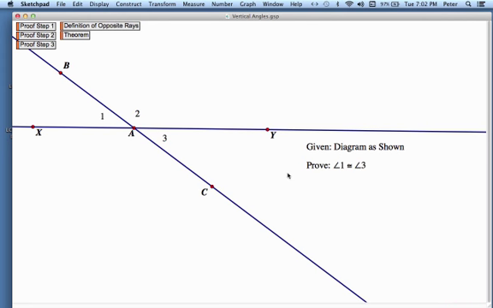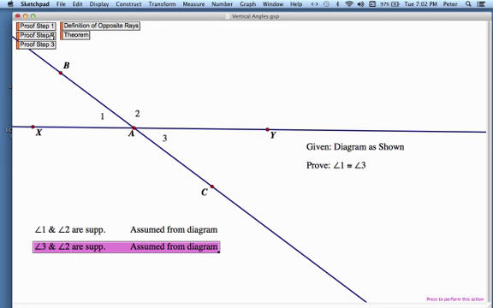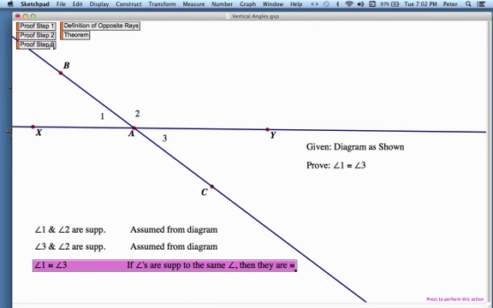Okay, hopefully you saw that you'd start out by saying that angle 1 and angle 2 are supplementary, and that can be assumed from the diagram. Secondly, you could say angle 3 and angle 2 are supplementary, and that's assumed from the diagram. And finally, you could come to your conclusion that angle 1 is congruent to angle 3 because if angles are supplementary to the same angle, then they are congruent.